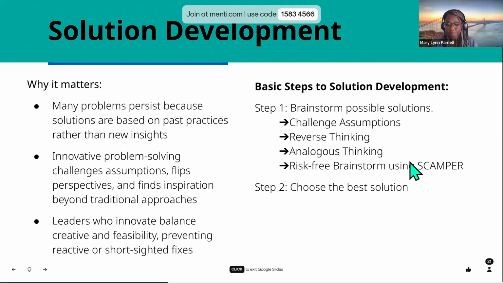So in the steps to solution development, step 1 is brainstorming our possible solutions. And then step 2 will be choosing the best solution. Now we're going to really blow out brainstorming possible solutions in 4 sections. Challenging our assumptions, reversing our thinking, analogous thinking, and risk-free brainstorming using the SCAMPER tool. And then we'll be moving to step 2, choosing the best solution.